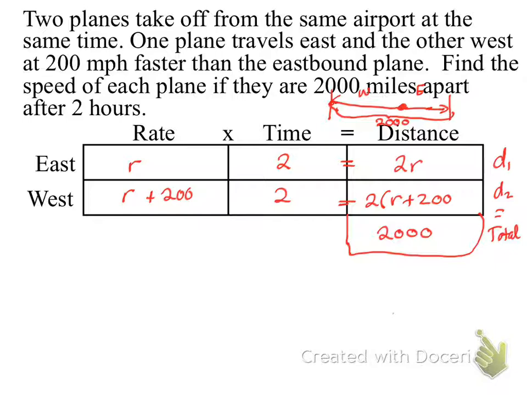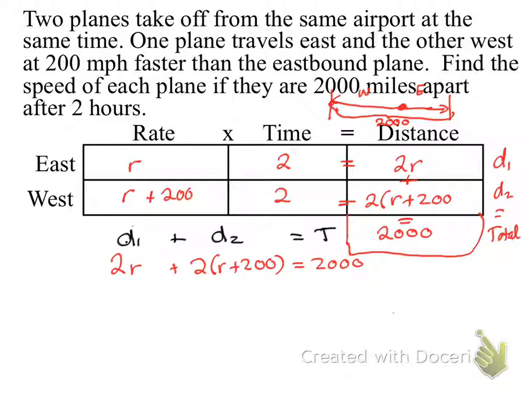Good. And so, what do we multiply going across, but what do we do going up and down? Add. So we are going to add this, and it equals the sum. So I have 2R plus 2 times R plus 200 equals 2,000. Now remember we said distance A plus distance B equals the total. Another way we could write it is this is distance 1 plus distance 2 equals the total. Okay, now we can simplify.